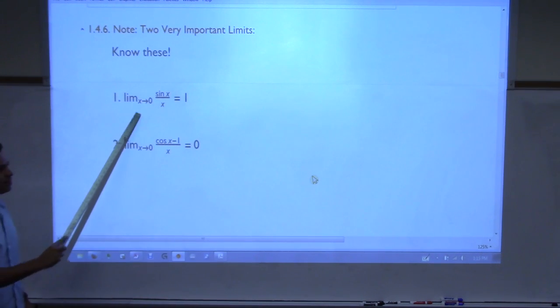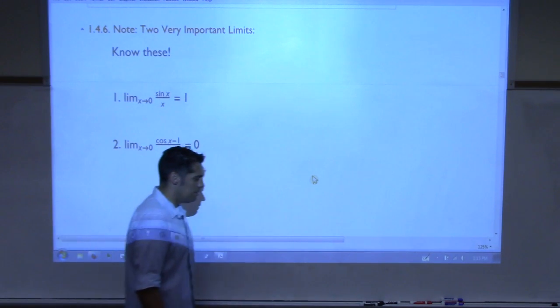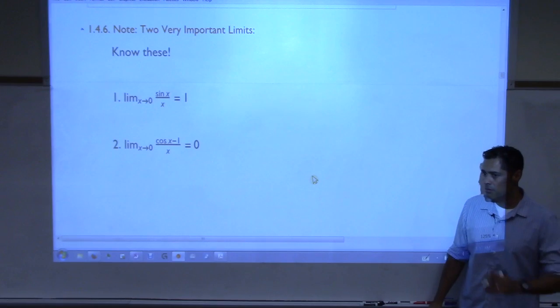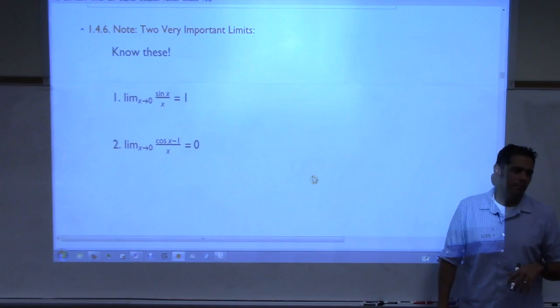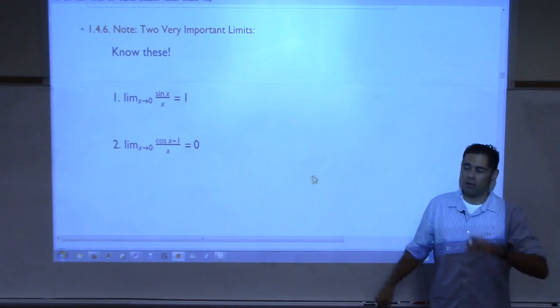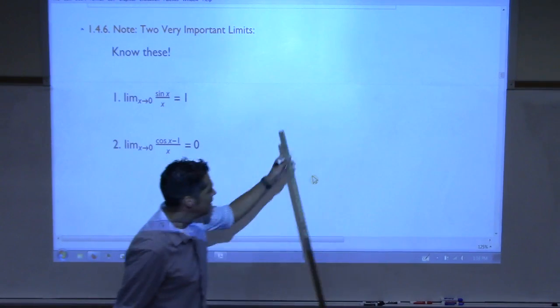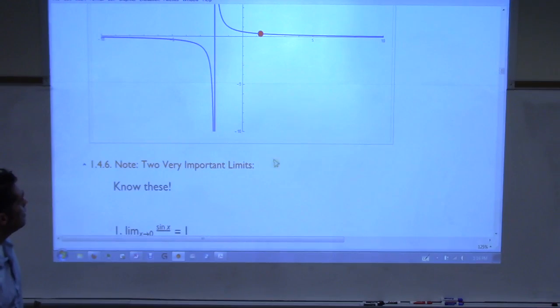So these two limits are very difficult for us to show why they are one and why they are zero at this point. All we're going to do is use them. Later on, I'll show you why this is true, all right? But for now, we just have to take it on faith. But that's way late in the notes, and we need to go back up to the top.